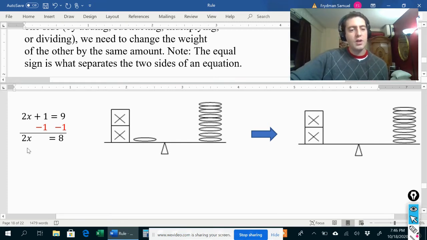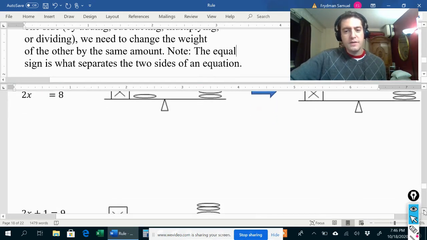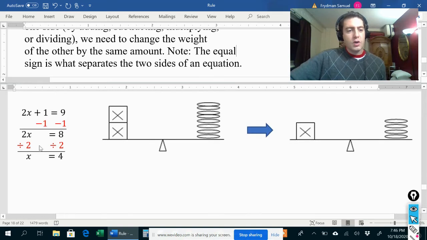So now I know that 2 Xboxes balance out exactly 8 stones, not 9. Okay, so I'm getting closer. What I want to do is really just get 1 Xbox by itself to weigh it. So the next thing that we could do, since we have 2 Xboxes over here, is divide by 2. So we're going to cut the weight of this side in half. When you divide by 2, you're cutting the weight in half. And we're also going to do the same thing on the other side. We're going to cut that weight in half.